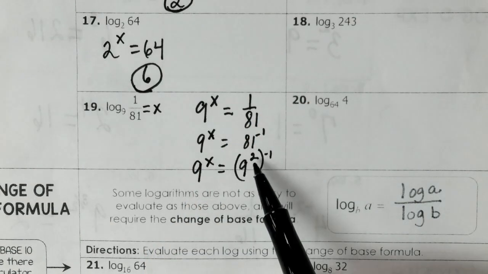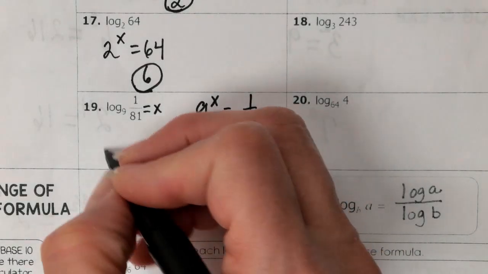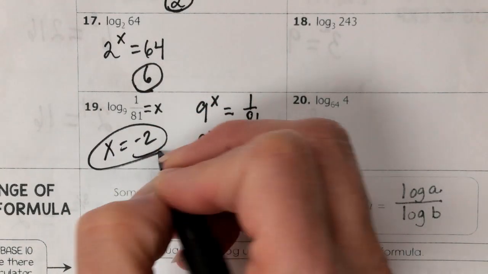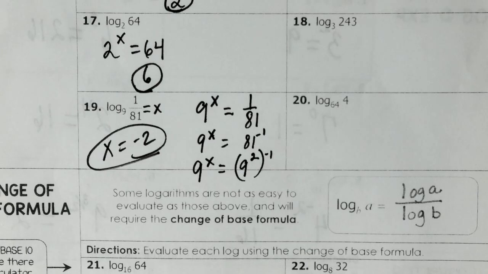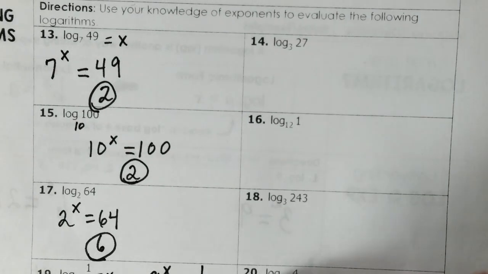And then 2 times -1 is -2. So our answer is -2 here. Some students might have been able to figure it out in their head, but that one is a little bit more challenging. I want to pause again for a moment, and I want you to work 14 through 20 at your desk.